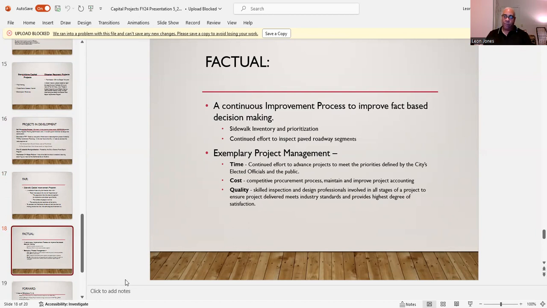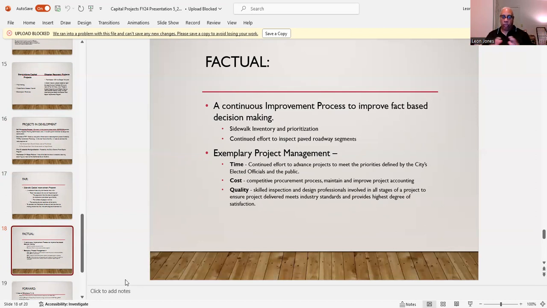And quality, my favorite, because this is what can keep your costs down. When we deal with quality, we deal with skilled inspection and design professionals involved in all stages of a project to ensure project delivery meets industry standards and provides the highest degree of satisfaction. And people like me come in, we go inspect it for compliance because we're going to have certain contractors who are going to bid this work. We want to make sure that the contractors understand the design and they understand the specifications.